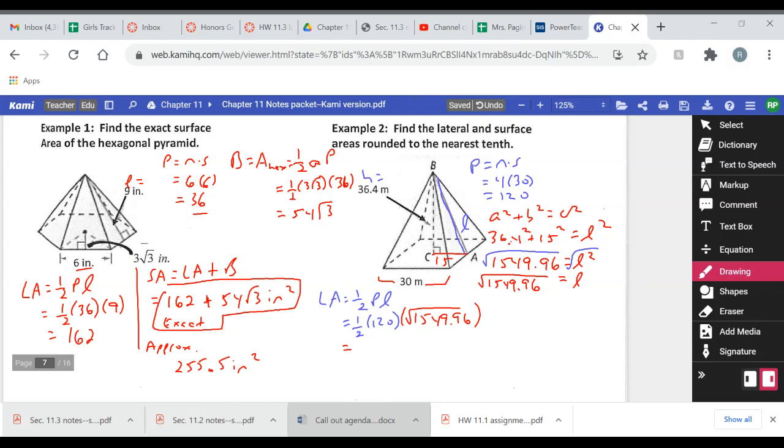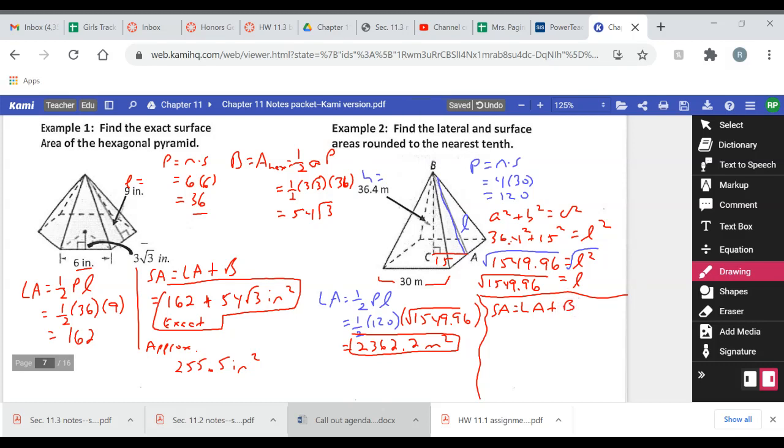Okay, if it wants me to find the lateral area, I can now plug that in my calculator and round to the nearest tenth, and I get 2362.2 meters squared, and that's my lateral area. Okay, to get my total surface area, it's going to be my lateral area plus capital B.